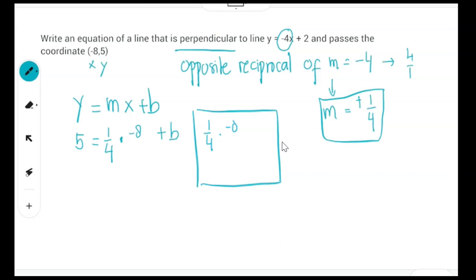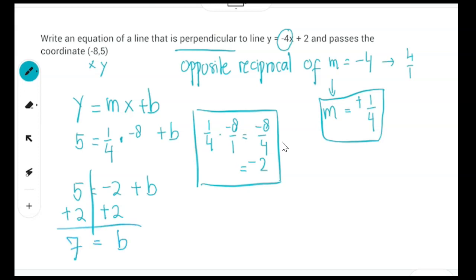Okay, again, side note, calculation. 1/4 times negative 8 over 1 is equal to negative 8 over 4. Negative 8 divided by positive 4 is negative 2. So 5 equals negative 2 plus b. Isolate b, plus 2 both sides. B will be equal to 7. We're done. So the equation will be y equals 1/4 x plus 7. That's it.